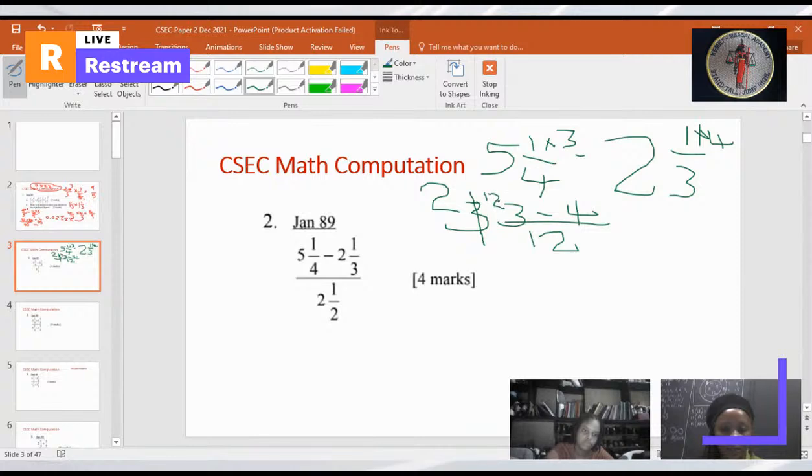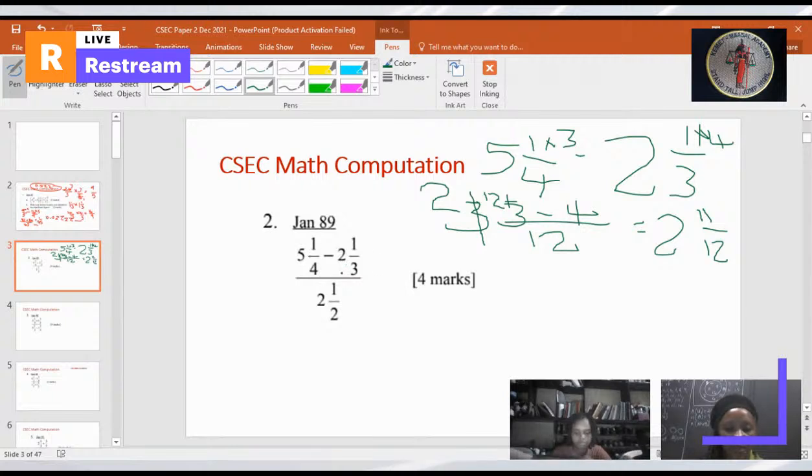So that's 12 over 12, that's one whole. You add the 12 to the 3 that's there, so we really have 15. So 15 minus 4 is 11. So it's 2 and 11 over 12, and that's the answer for this part.